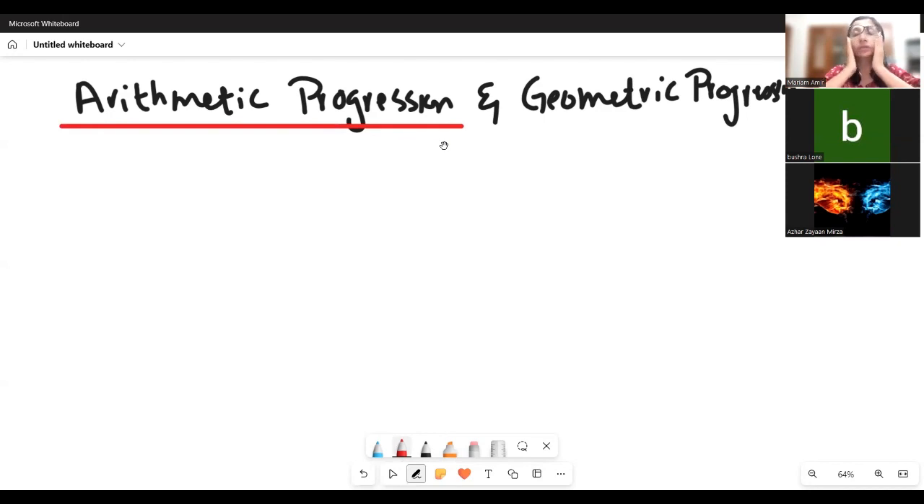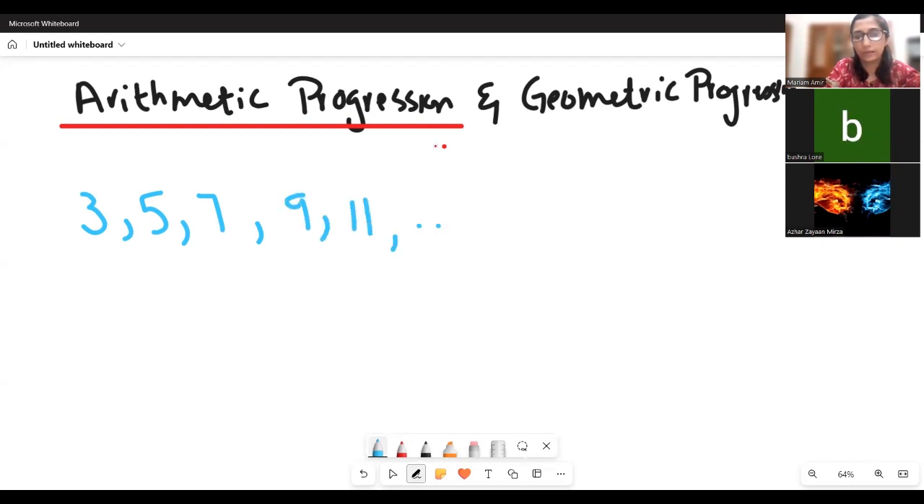So O-levels, you've already done arithmetic progression, although we did not call it arithmetic progression back then, but you're very familiar with this. Are you familiar with this sequence? 3, 5, 7. Looks familiar? What topic was this? Odd numbers. Arithmetic sequence. Yes, you used to call it arithmetic sequence back in O-levels as well. That's very good if that's how your teacher taught it. So you remember this from O-levels.